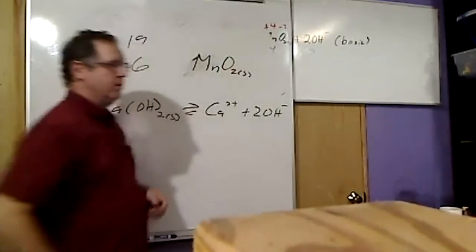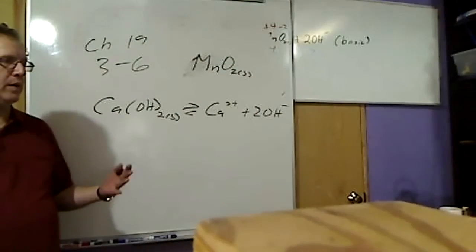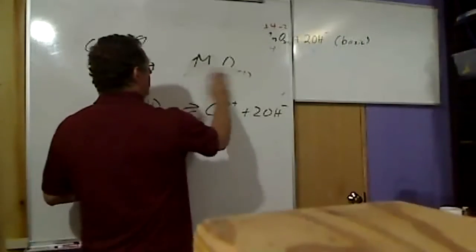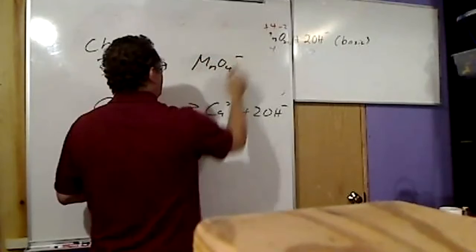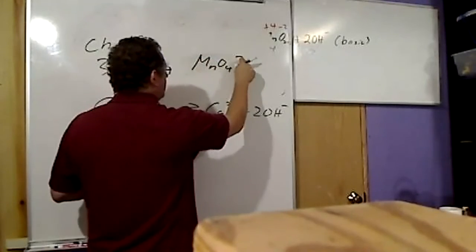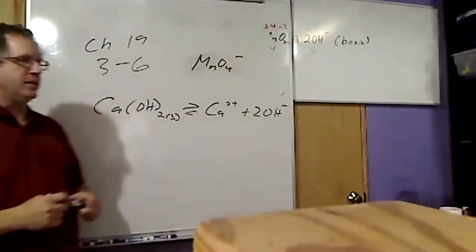What number is up here? There isn't one. So 0. Okay. So that's going to be 0. For permanganate, I want the sum of the oxidation numbers to be equal to that charge, which is negative.